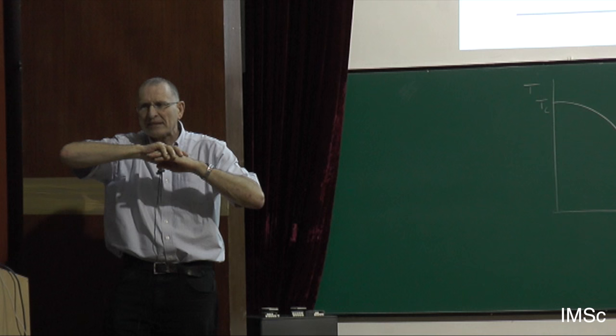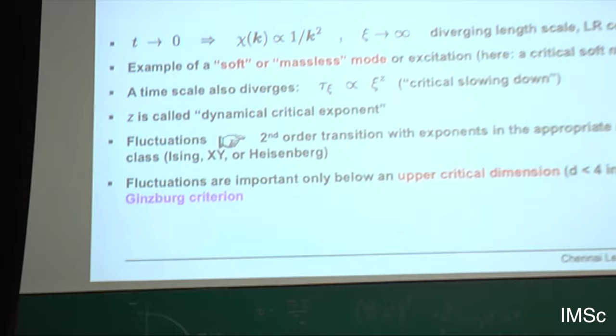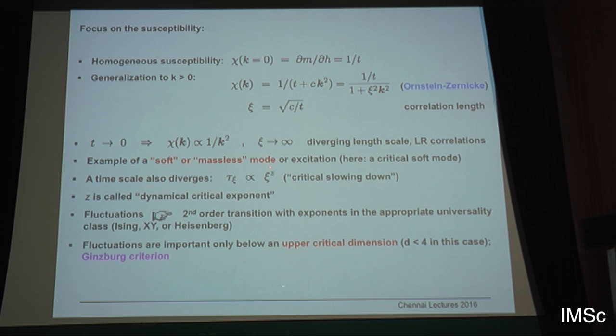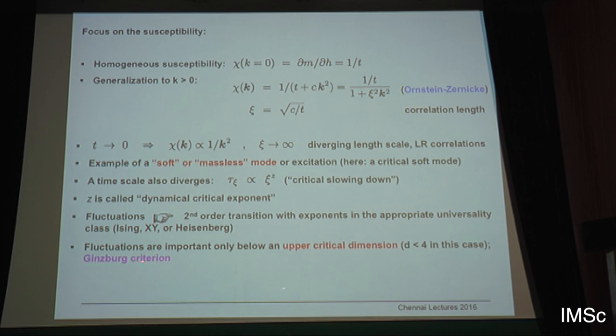So there is a time scale that diverges near the transition, and that time scale diverges as the correlation length to a certain power. That's another critical exponent known as the dynamical critical exponent, usually denoted by little z. That phenomenon I just described is known as critical slowing down. Near criticality, everything happens on a longer and longer time scale.